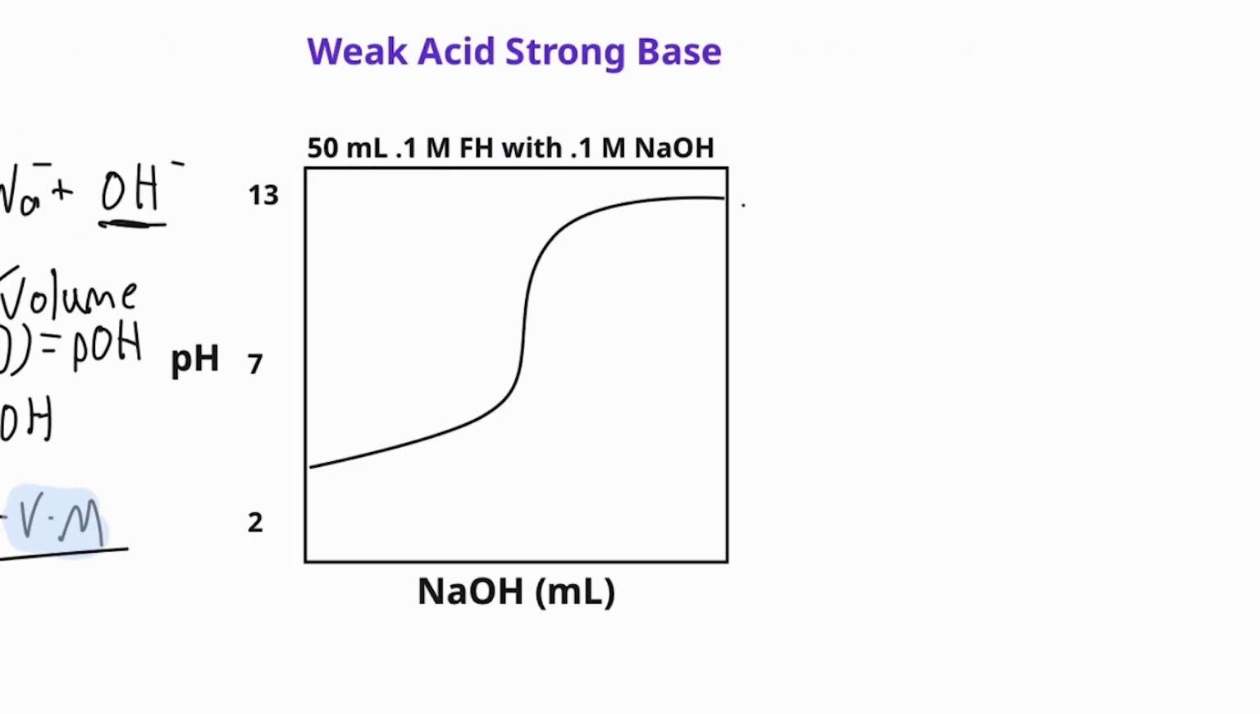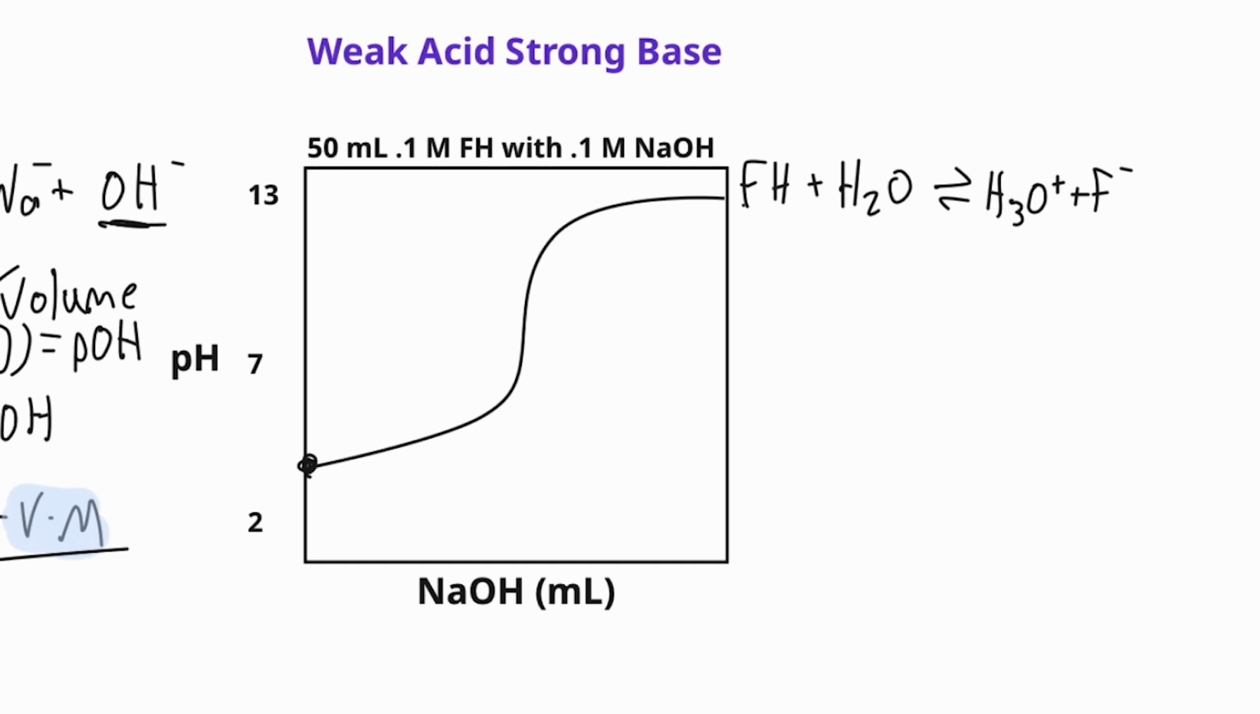Now let's look at what happens when a weak acid is titrated with a strong base. Starting at the very beginning, we only have the weak acid in solution. The weak acid, which is hydrofluoric acid, reacts with water to form H3O plus and F minus ions. Since this is a weak acid, it barely reacts, and you have to do an ICE table to figure out how much H3O plus is created.